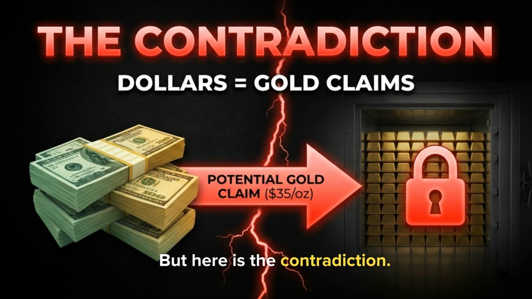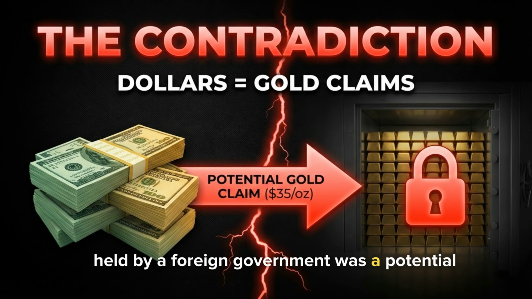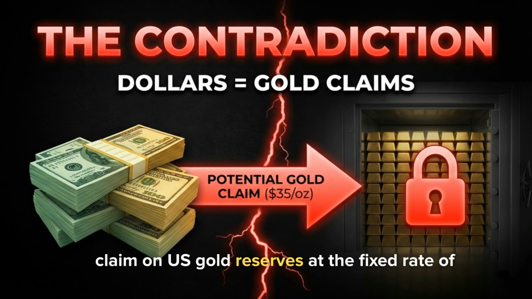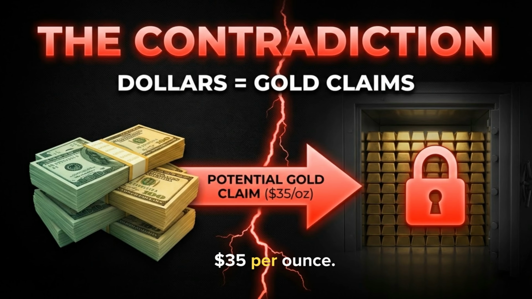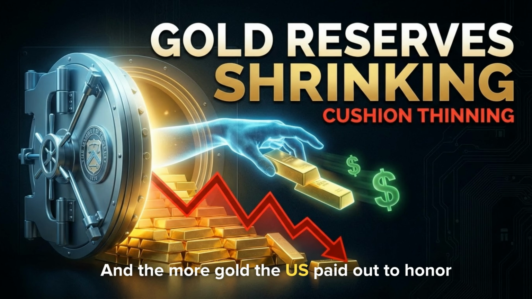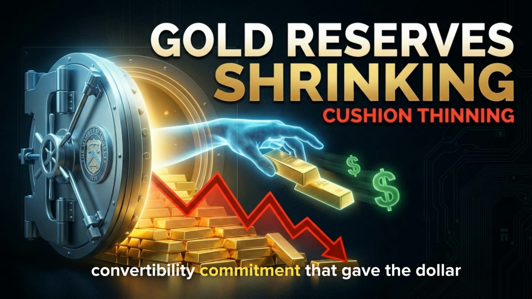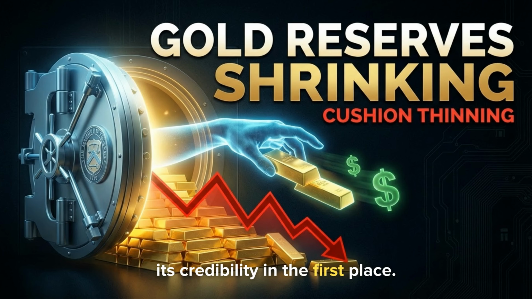But here is the contradiction. Under the Bretton Woods rules, every dollar held by a foreign government was a potential claim on US gold reserves at the fixed rate of $35 per ounce. So the more dollars the US supplied to the world by running trade deficits, the larger the pool of potential gold claims against US Treasury reserves became. And the more gold the US paid out to honor those claims, the thinner its gold reserve cushion became, which progressively weakened its ability to honor the gold convertibility commitment that gave the dollar its credibility in the first place.